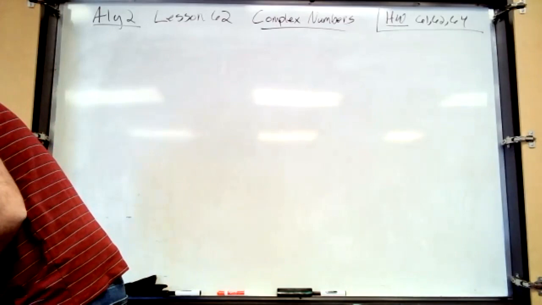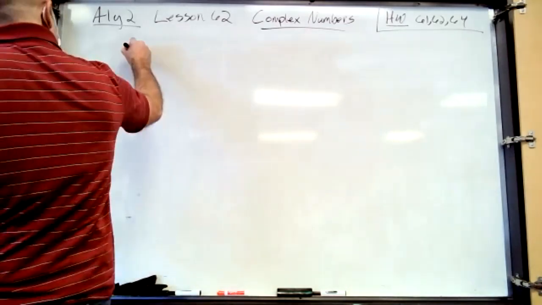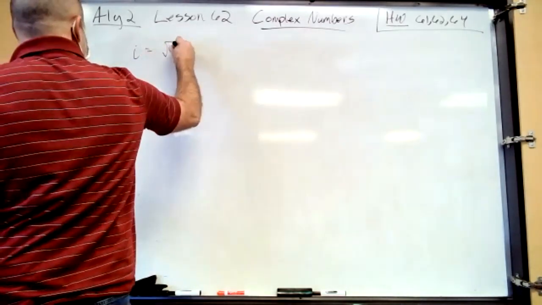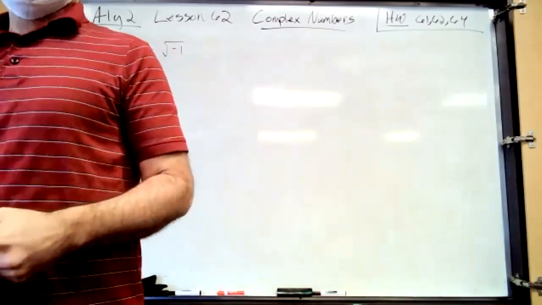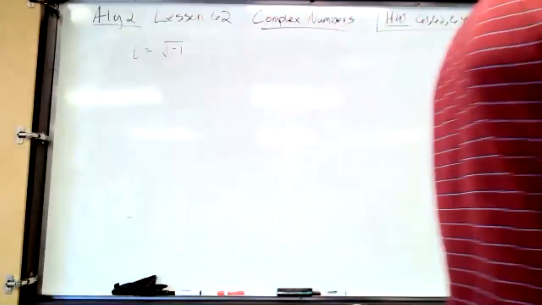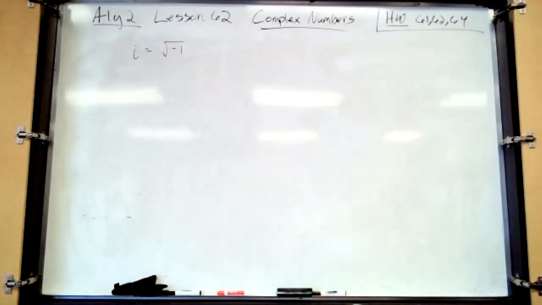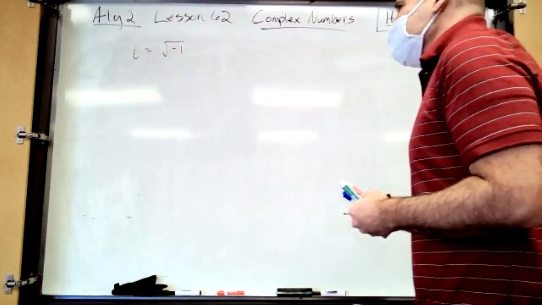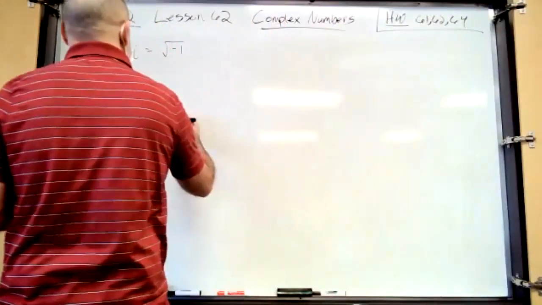Okay, so let's back up. i equals the square root of -1. That's the only imaginary number. So imaginary numbers aren't complex. Well, I guess they are. They're not confusing because there's only one. There's only one imaginary number, and that's the square root of -1.